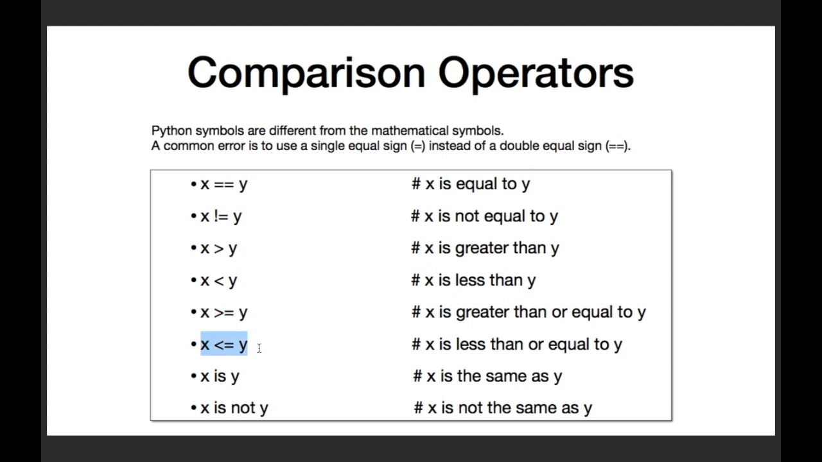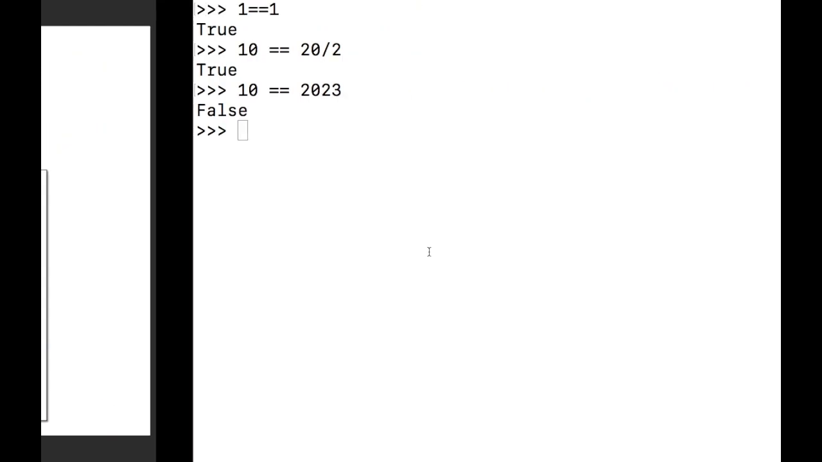This means x is less than or equal to y. This means x is y, x is same as y. And this means x is not same as y. So we see this type of comparison operators in the Python interpreter.